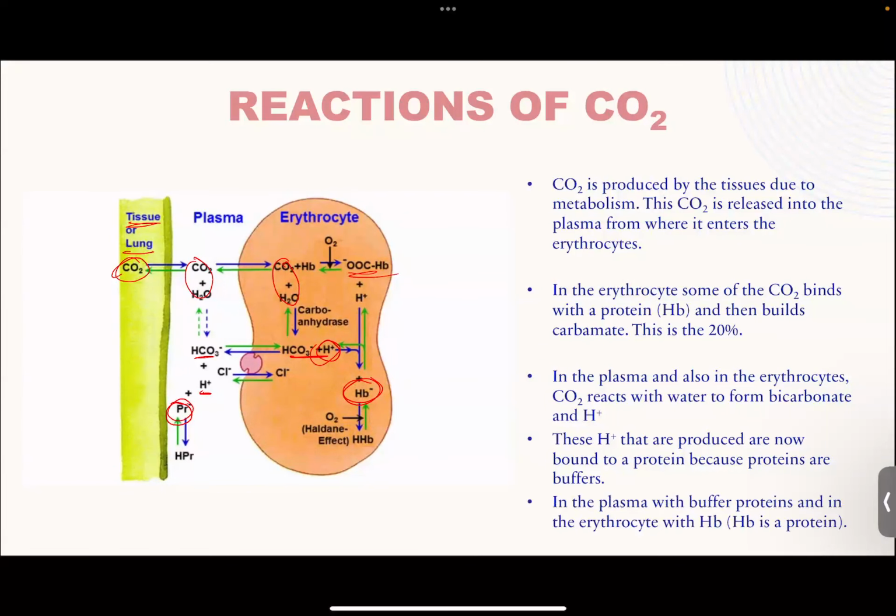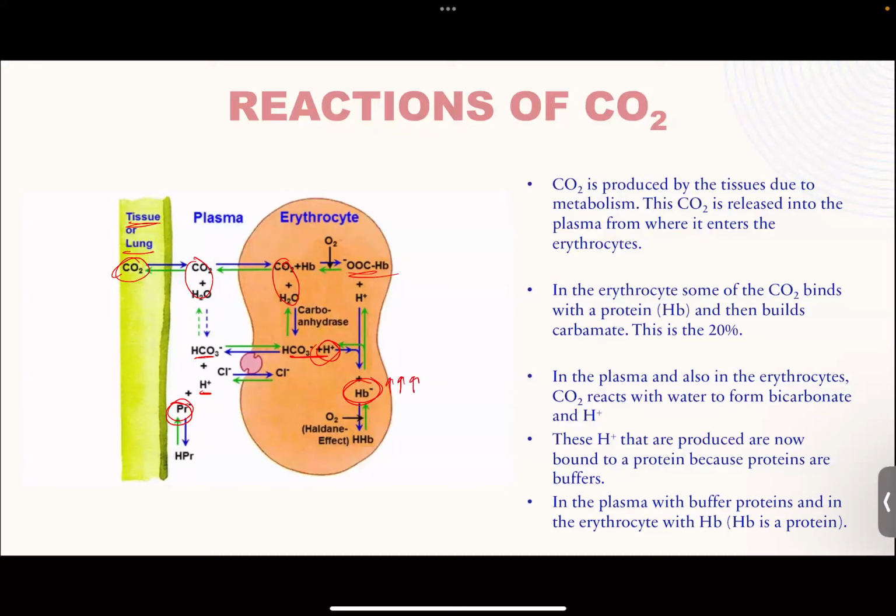So in the plasma with buffer proteins and in the erythrocytes with hemoglobin as the protein, okay? So there is a difference in the bicarbonate production in the erythrocytes and the bicarbonate production in the plasma. Okay, why is that? First of all, in the erythrocytes, we have a lot of hemoglobin.